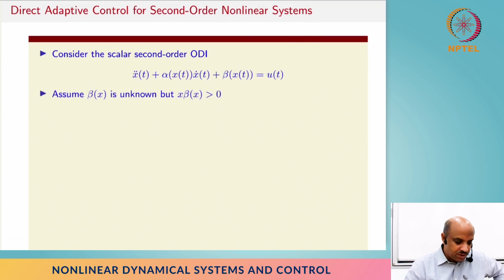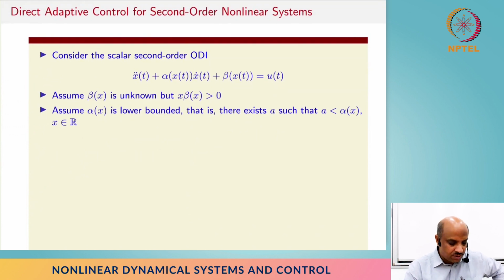Let me state the assumptions under which this works. So I'm going to assume that beta is such that x times beta of x is greater than 0. It's a very special class of system. And more importantly, alpha is lower bounded. So that means some constant is there that's less than alpha of x.